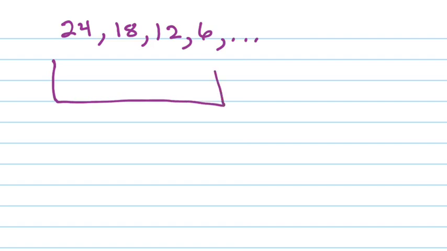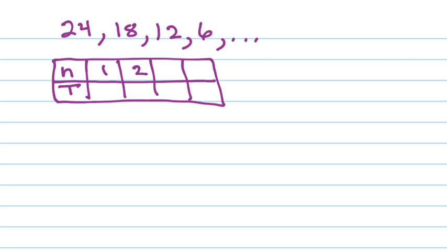Okay, here we have our linear pattern. We already know it's linear, but we'll still test it. First thing I want to do is build a table. So let's build a table of values. Remember, we have our n's and our t's, the number of the term and the terms. We have 4 of them, so we'll need 4 boxes. 1, 2, 3, 4. That never changes, by the way, so don't mess with it. 24, 18, 12, and 6.